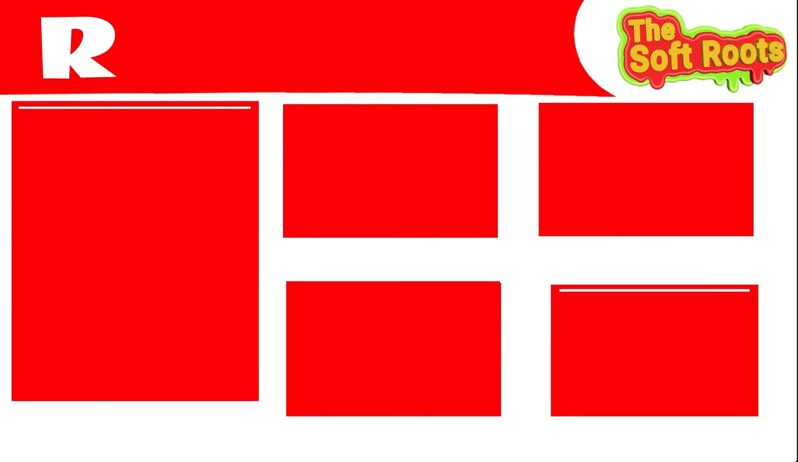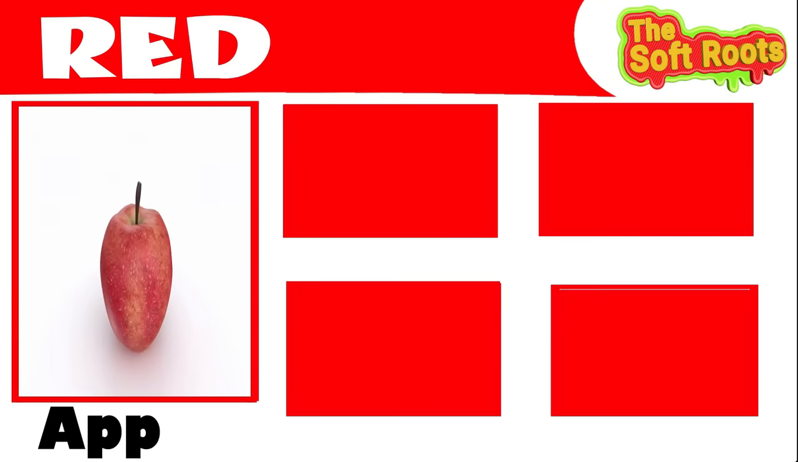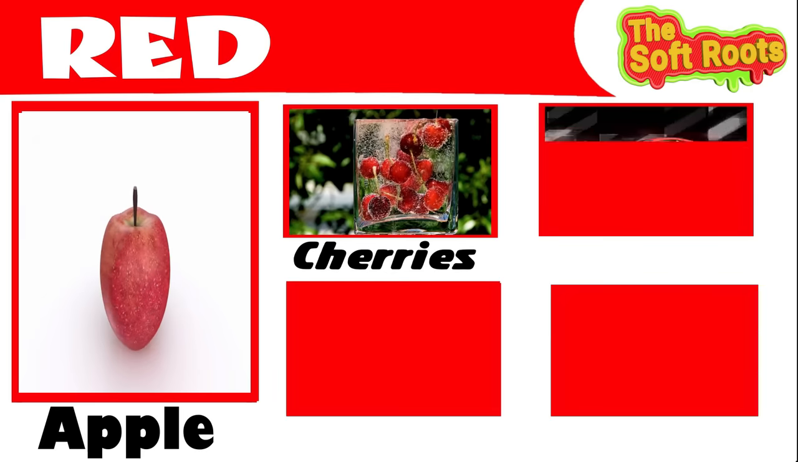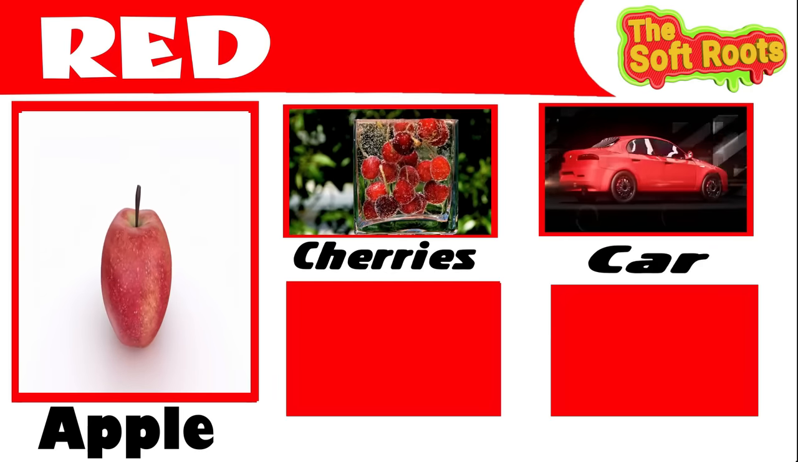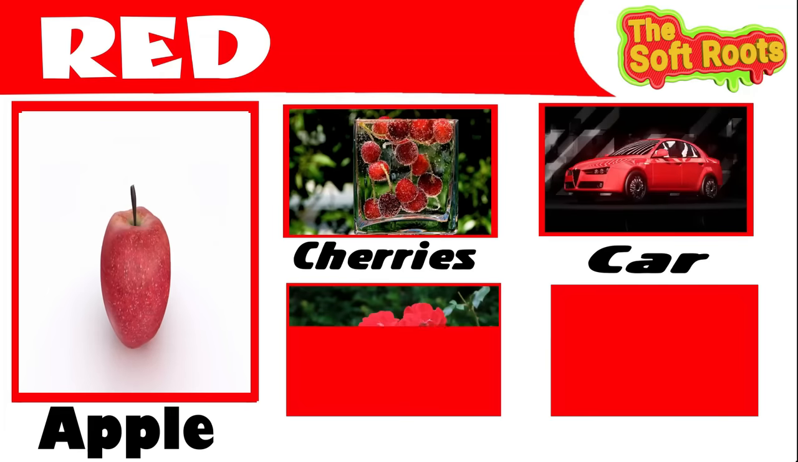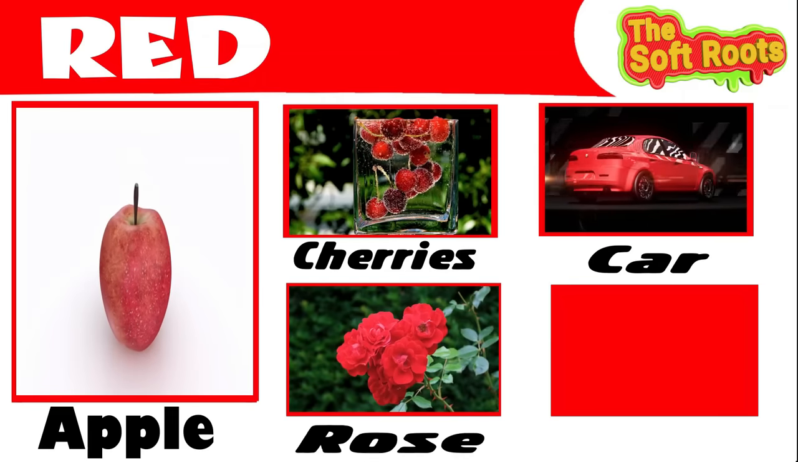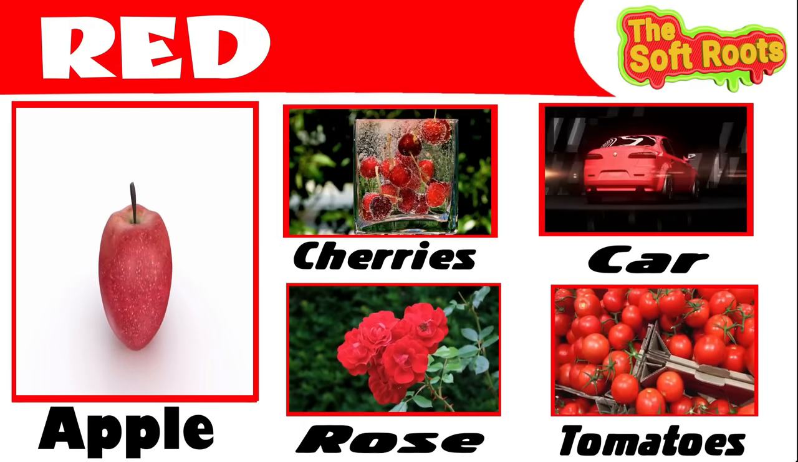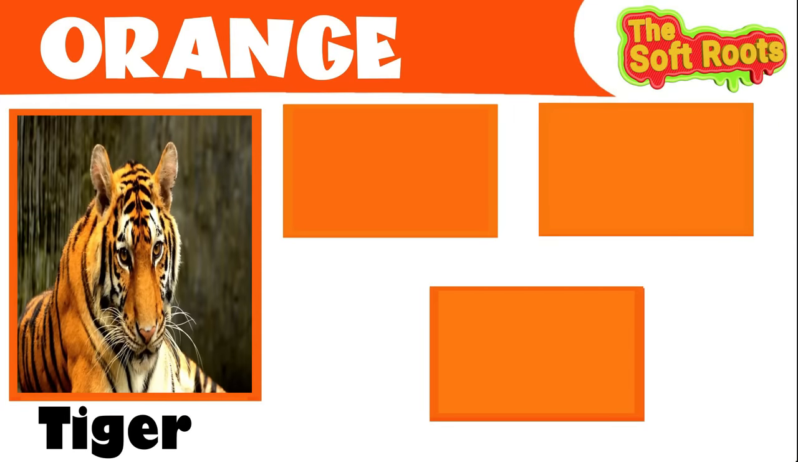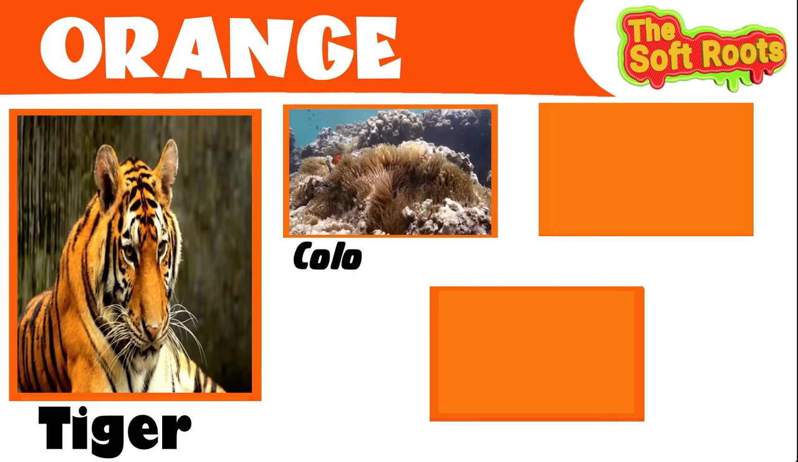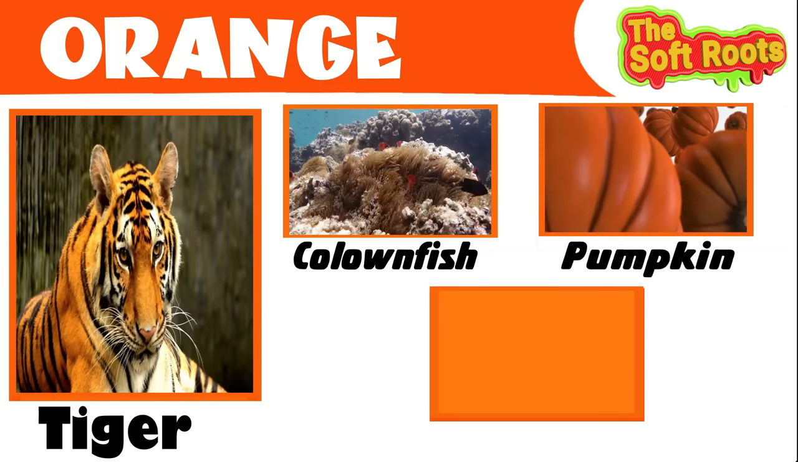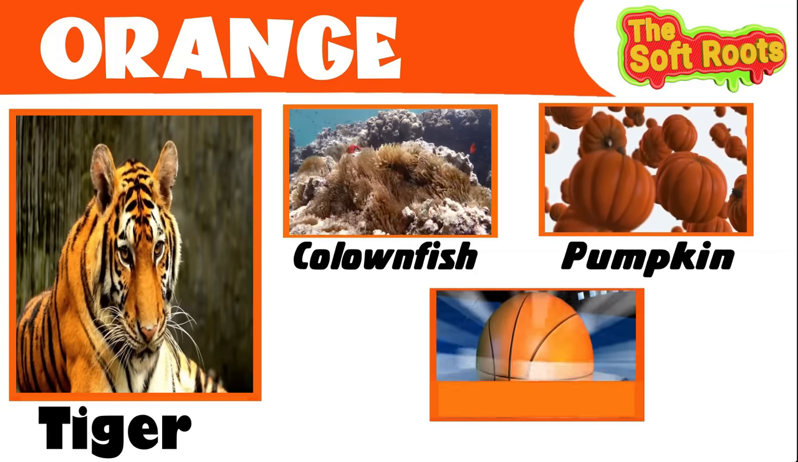Let's go. It's the color red. Apple. Cherries. Car. Rose. Tomatoes. It's the color orange. Tiger. Clownfish. Pumpkin. Basketball.